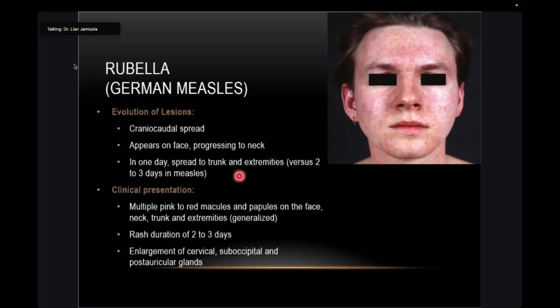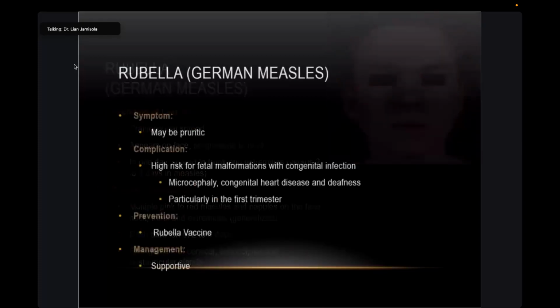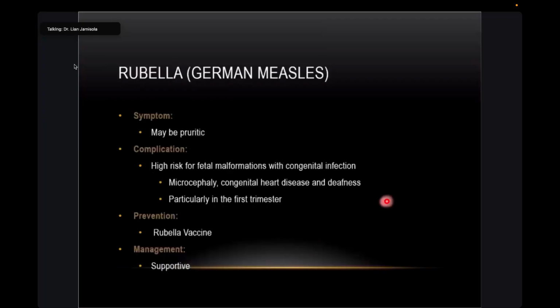So in 3 days, magaling na sila. That's why it's usually called the 3-day measles. Okay? Here, it's very prominent, the enlargement of the cervical, suboccipital, and post-auricular glands. Your lymphadenitis is more prominent with your German measles. It may be pruritic, and with your German measles, there's a higher risk of fetal malformation with congenital infection.